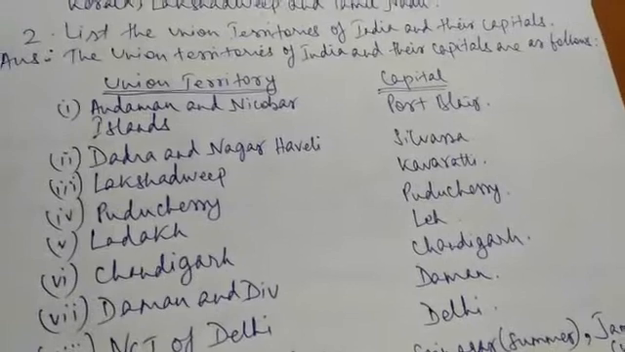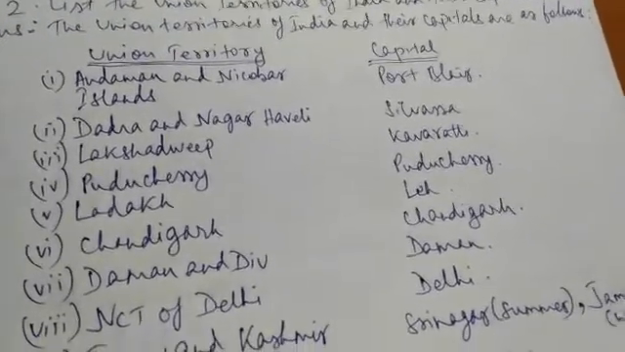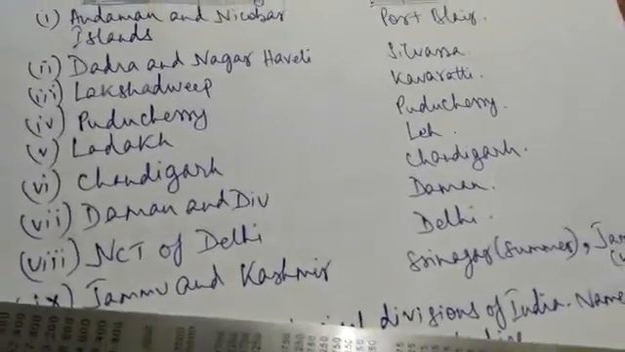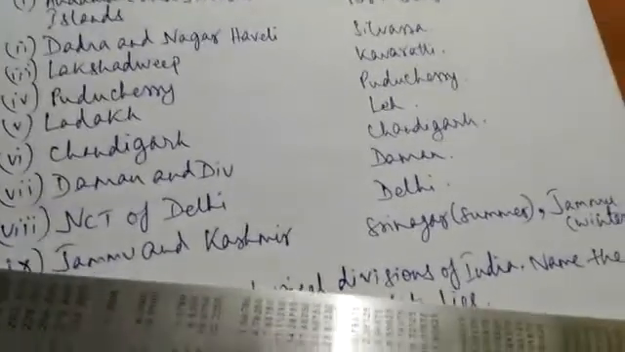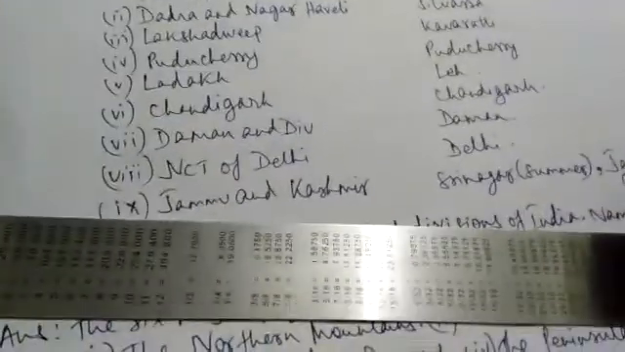Number 5, Ladakh, the capital is Leh. Number 6, Chandigarh, the capital is Chandigarh itself. Number 7, Daman and Diu, the capital is Daman. Number 8, NCT of Delhi, the capital is Delhi. And number 9, Jammu and Kashmir, the capital is Srinagar for summer and Jammu for winter. Let's see the next question.